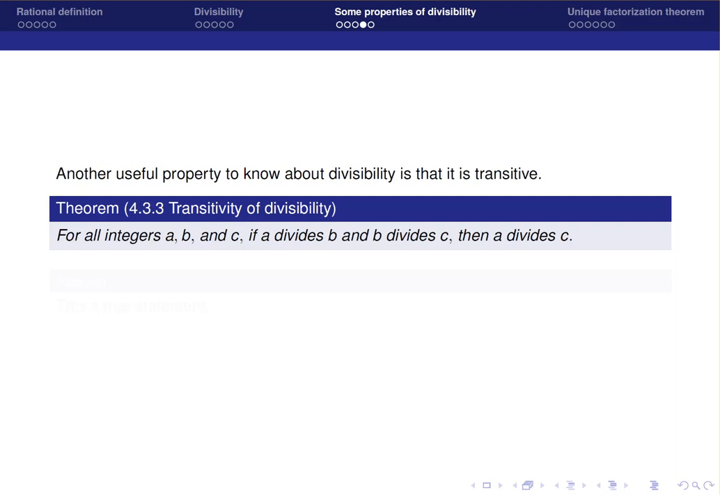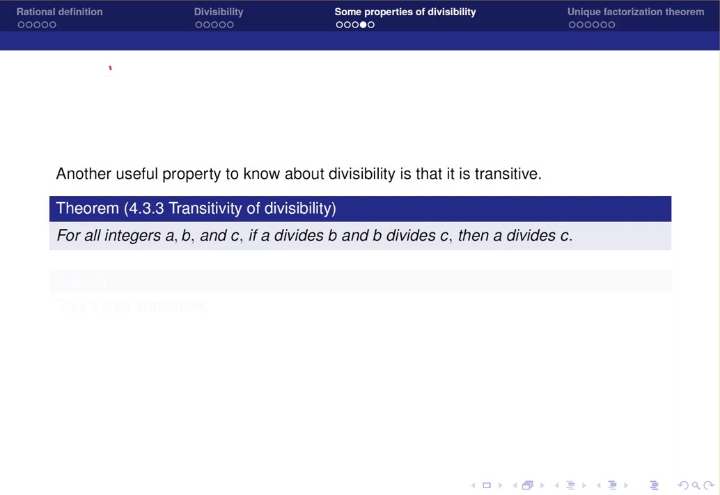Another useful property of divisibility is that divisibility is transitive. So in other terms, if I have integers a, b, c, and a divides b, but also b divides c, then I'll know that a divides c.